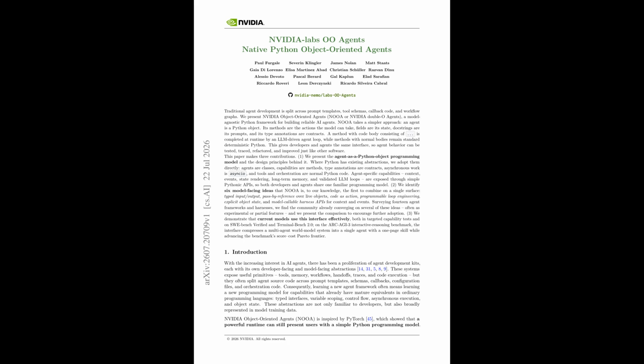Picture the last time you tried to build an AI agent. You probably ended up juggling prompt templates in one file, tool schemas in another, callback code somewhere else, and a workflow graph tying it all together. Each framework invents its own vocabulary for concepts that programming languages already have perfectly good names for. NVIDIA's new paper asks a disarmingly simple question.